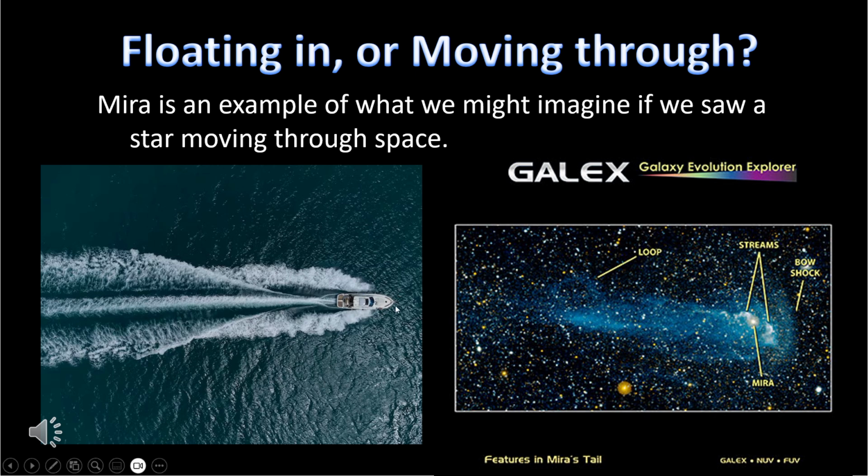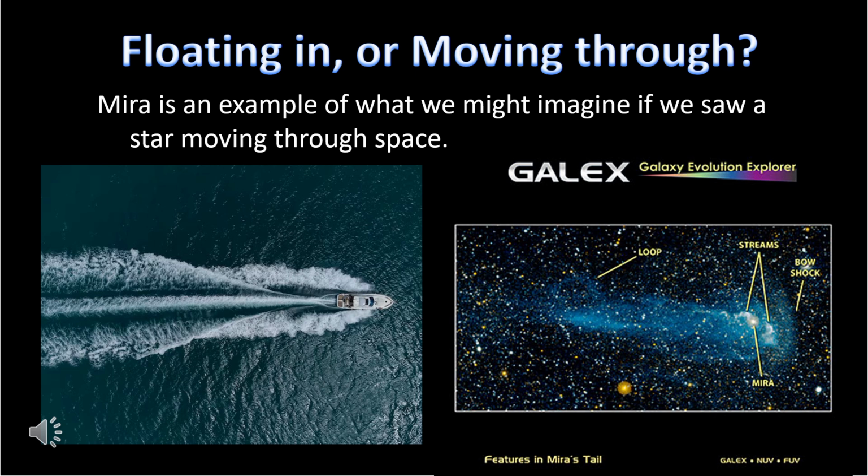That displaced water would form jets and streams, which would then redistribute behind the boat to form a tail with turbulence and eddy currents. If we imagined what an object moving through space would look like, then we can use Mira, a variable star in our galaxy, as an example of what we might imagine if we saw an object moving through space. Just like a boat moving through water, Mira has a bow shock in front of it where it's displacing the gas as it moves through space. It has streams for that displaced gas, a tail, and eddy currents and turbulence coming off the back. Therefore, this star, Mira, would be a good example of what we might imagine a star to look like if it was moving through space.